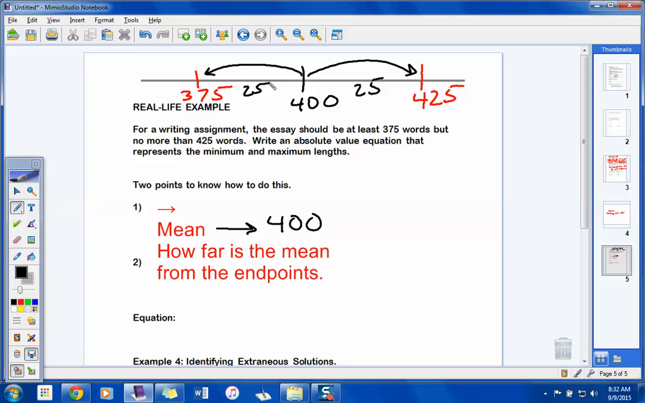Okay, so I'm going to give you the formula for this stuff. Basically, your formula for this stuff here is going to be the following. I'll make a line over here. And I should put down how far is the mean from the endpoints. You told me 25 units. To write equations like this, you always write down the absolute value of x minus your mean equals that distance here. All right.